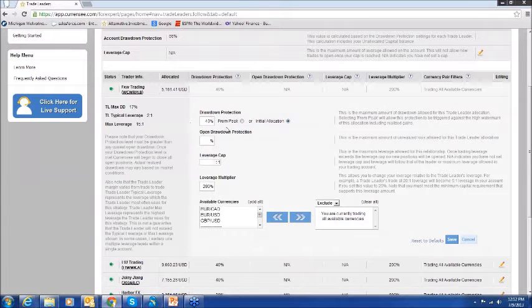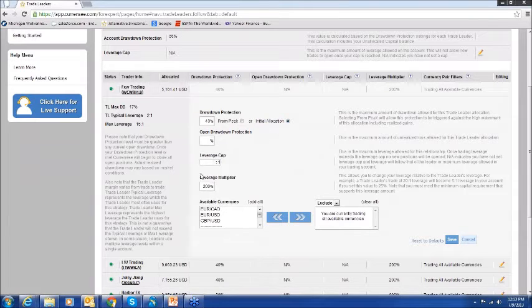So again, the default drawdown is 30%. This particular client has raised this to 40 following this particular manager. You have the ability to go below as well. So whether it's based on your own risk preference, you could do 5, 10, 15, 20%, whatever you want. That can be from the peak or the initial allocation on the account. You have the ability to control the open drawdown protection on open positions.